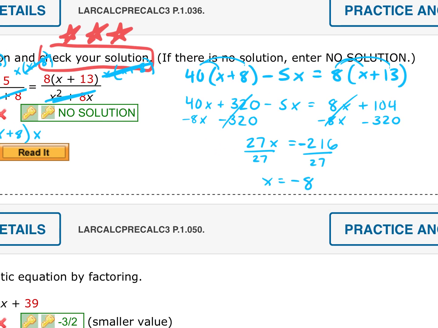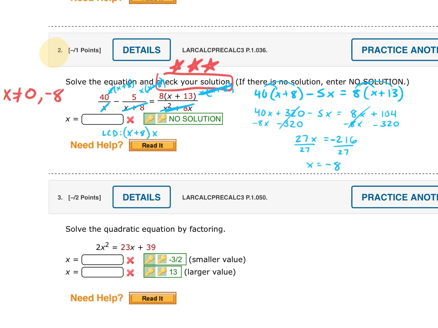Can -8 be a solution? No. So what would our answer be? No solution. So if we got -8, we'd want to check our work, and you can plug it back in, and we'd see that we get 0 in the denominator.